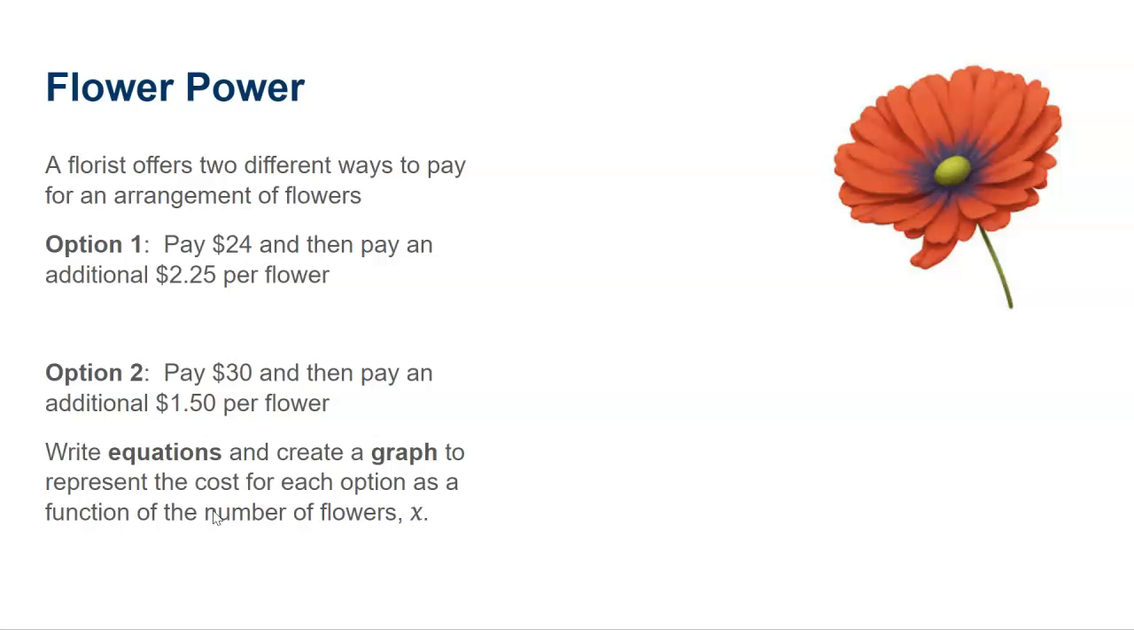So you can go back and get that if you'd like. But here's all I'm asking them to do. Here are two options. You need to come up with equations and a graph to represent these two options. If you're paying $24 and then an additional $2.25 per flower, you need a function for the total cost in terms of the number of flowers. Okay, and then same thing for the second option, $30, then pay an additional $1.50 per flower.